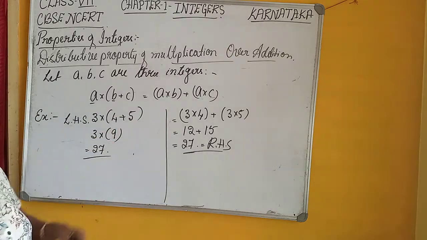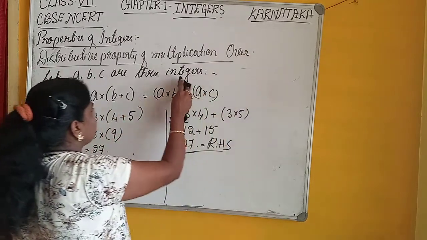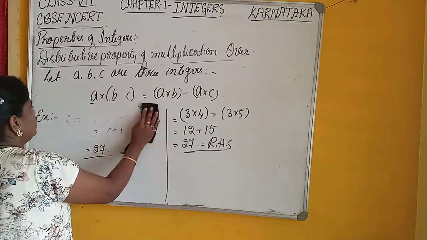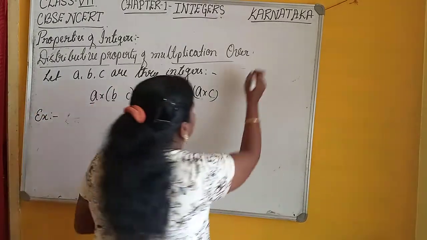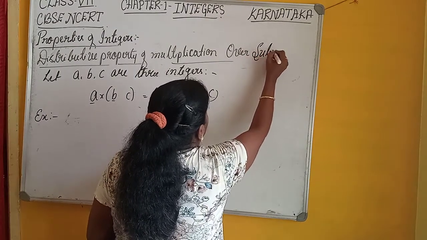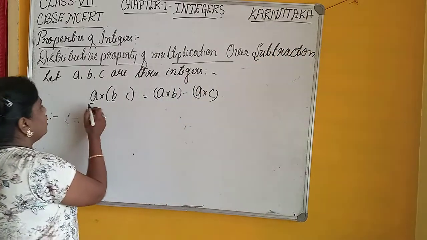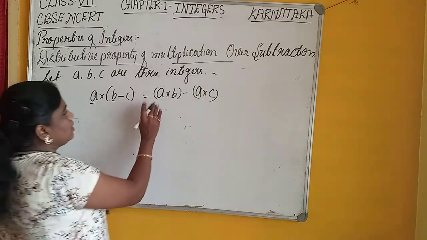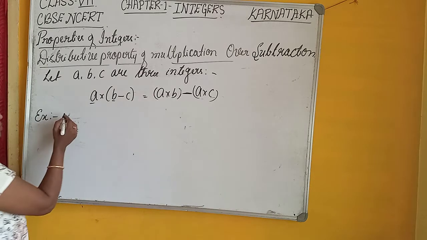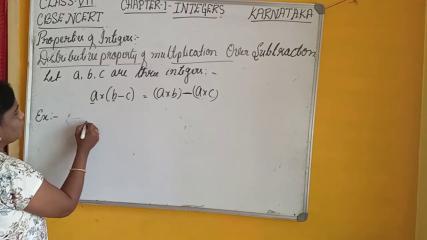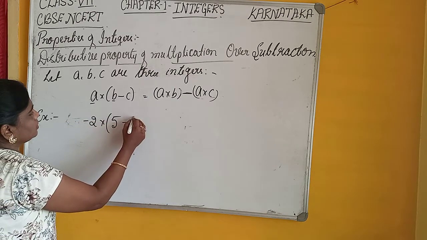In the same way, we can do it for the distributive property of multiplication over subtraction. We can do it for subtraction. Here, A into B minus C equals A into B minus A into C. Let three integers be, for example, minus 2 into 5 minus 3.